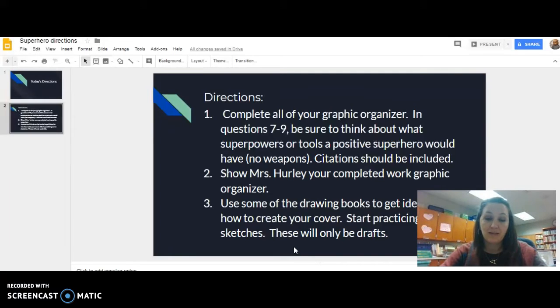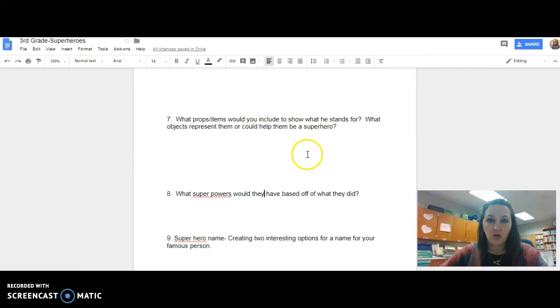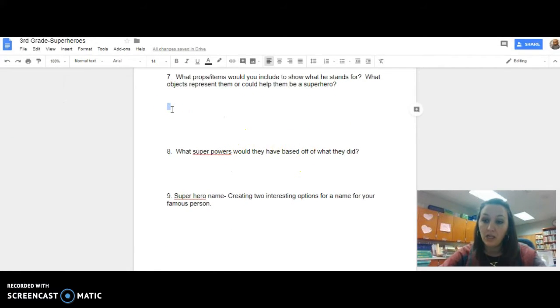So I know last week some of us finished 1 through 6, and we just started looking at questions 7, 8, and 9. So I'm going to show you what those are. These questions are more about what you would want the superhero to have and what kind of powers you would want them to have. Make sure it really goes with what your person stood for.